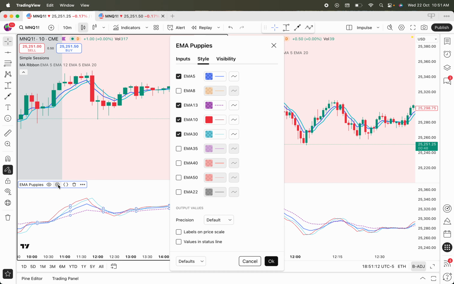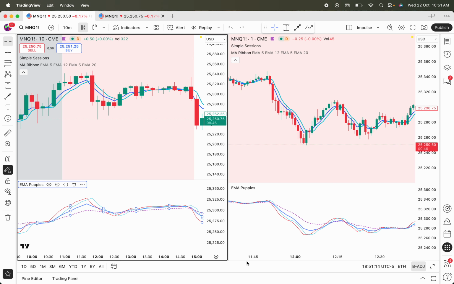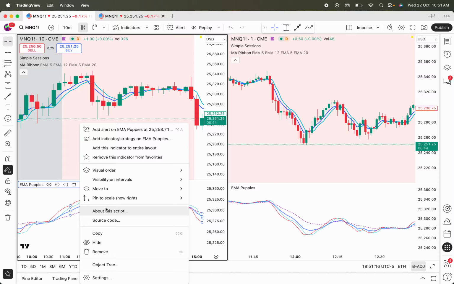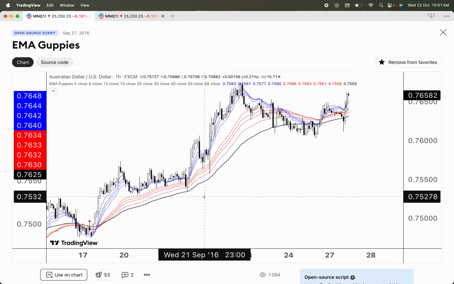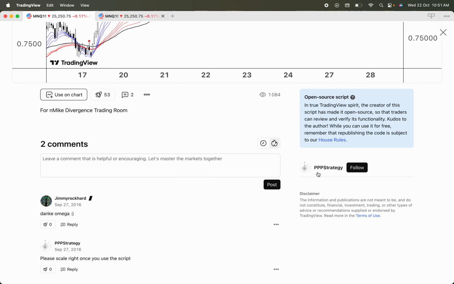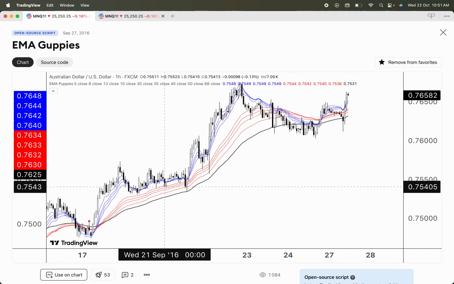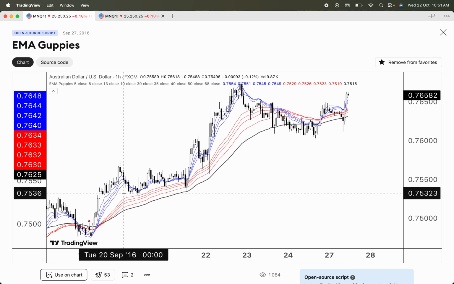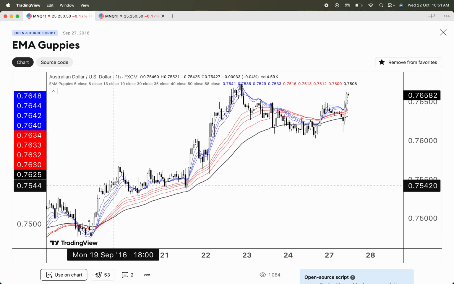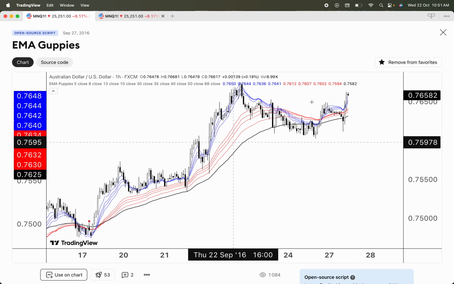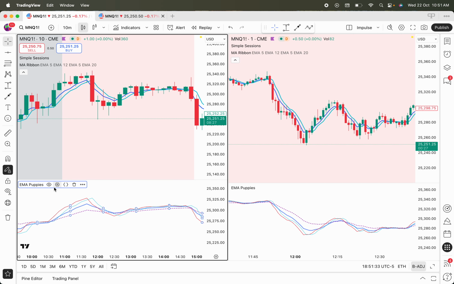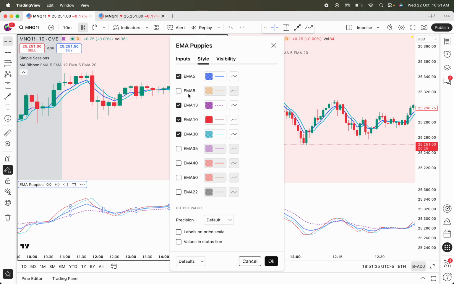By the way, this EMA puppies is put together by this person, PPP Strategy, okay? That's how it's typically used. If you don't know anything about Daryl Guppy, it's just based on his EMAs. The only reason that I'm using it is because you can have this many EMAs on one indicator, that's all, in a separate pane down below.